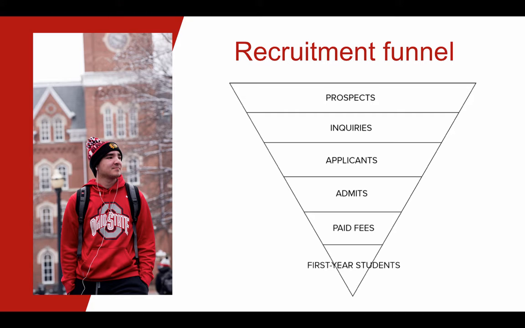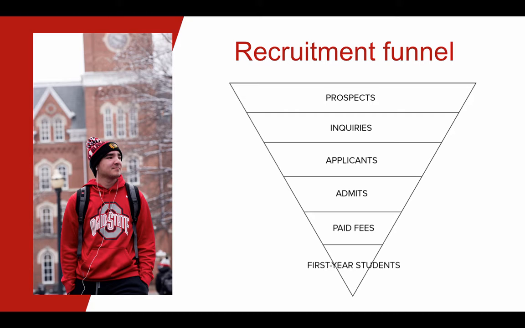Applicants are students who have completed an undergraduate admissions application. The best way to serve a student who has applied is to encourage them to check their application status online and explain that admissions decisions are released on a rolling basis December through March.